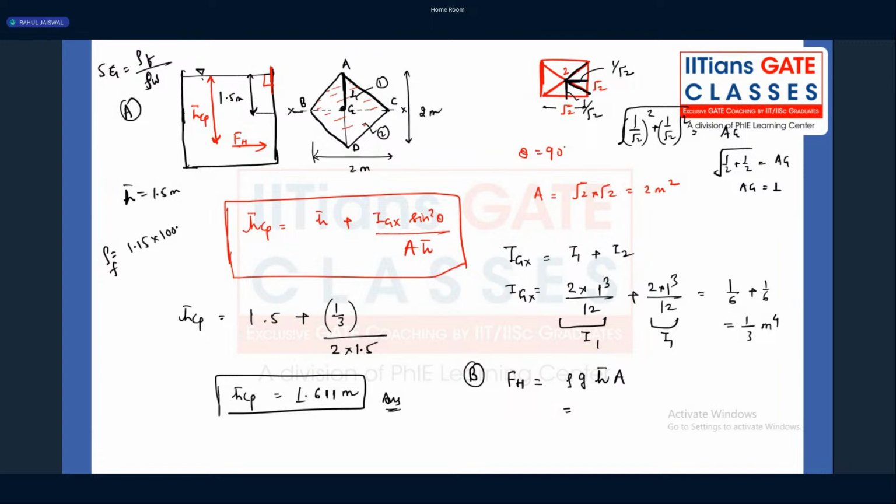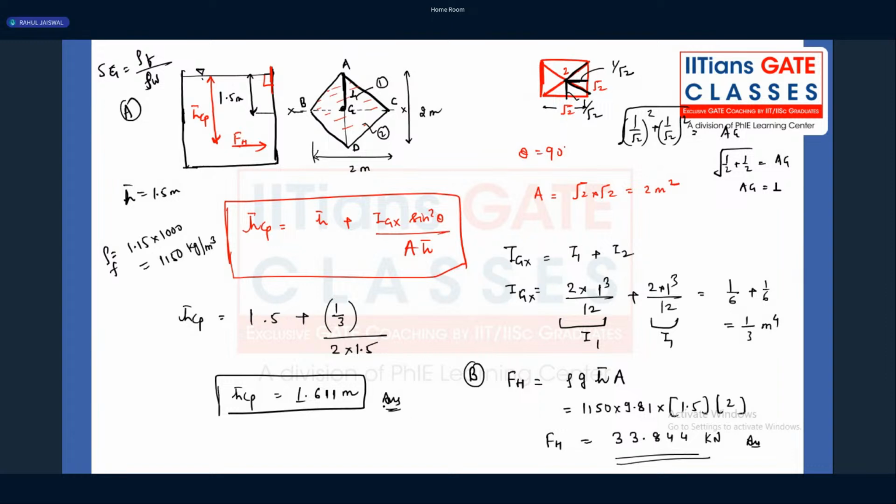Then what is rho of the fluid? 1.15 into 1000, which gives 1150 kilogram per meter cube. So 1150 into 9.81 into 1.5 into area, which is 2. If you calculate 1150 into 9.81 into 1.5 into 2, you are going to get the hydrostatic force as 3.844 kilonewton. That should be the answer. Again, they have not asked, but I'm just telling you, if they had asked, this would be the answer.